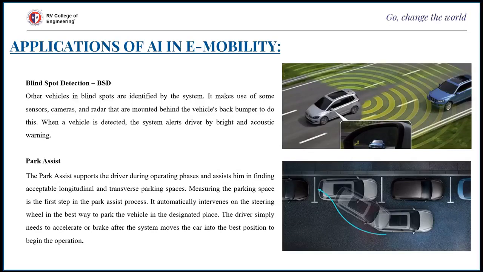Park Assist. Park Assist actually supports the driver while parking in finding an appropriate longitudinal and transverse parking space. It measures the parking space along with the dimensions of the vehicle, and then finds the best parking spot for the vehicle. The first step for the park assist process is the measuring of the parking space. It automatically interferes with the steering of the vehicle in the best way to park the vehicle. The driver simply has to accelerate or brake so as to move forward or backward to the best position to begin the operation.